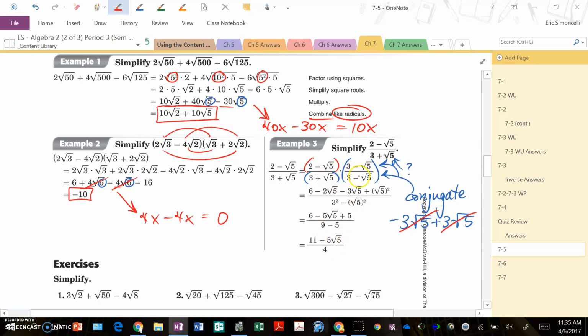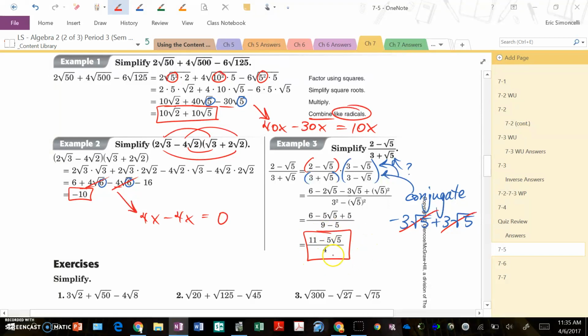And the numerator, you also need to FOIL. So 2 times 3, that's 6. 2 times negative root 5, and then 3 times negative root 5, that's negative 2 and negative 3, or negative 5 root 5. And then last, you'll do negative root 5 times negative root 5, and that ends up being positive root 25, which is just 5. From here, 6 plus 5, that's easy, that's 11. Don't forget about the minus 5 root 5.